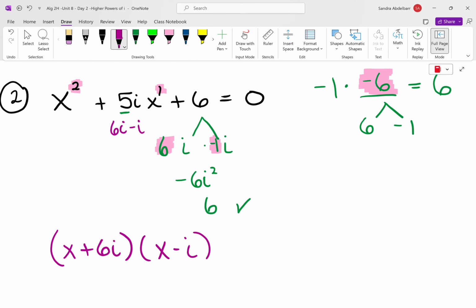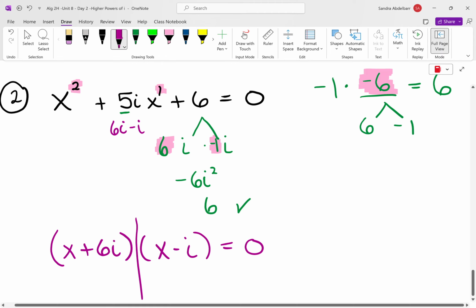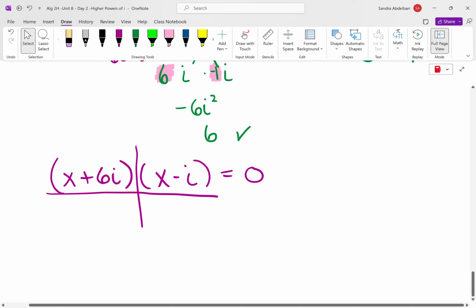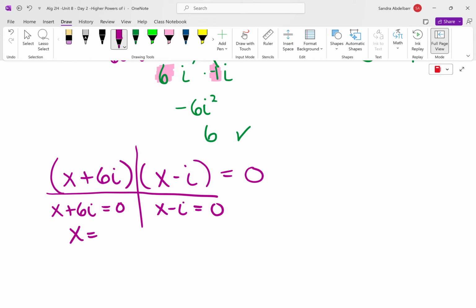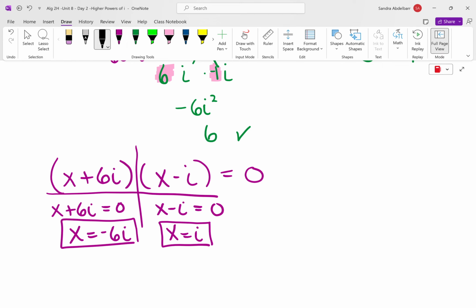So now we make our double set of parentheses, x plus 6i and x minus i equals 0. But my directions for this were to solve for x. So now we solve. We set each parenthesis equal to 0. And we end up with x equals -6i and x equals +i. Those are our two answers. But you guys try this one.